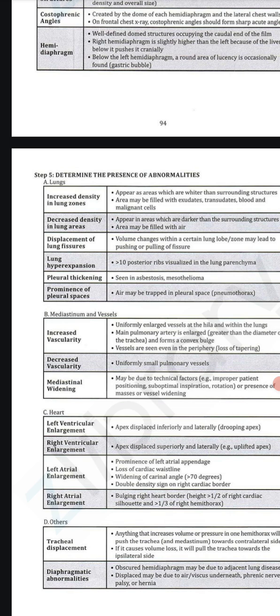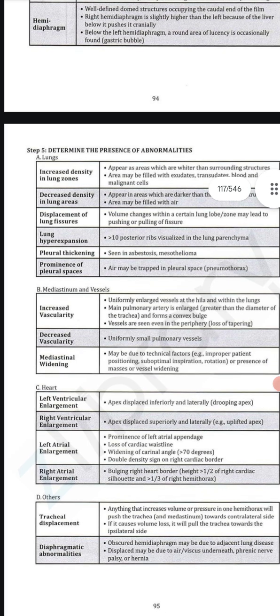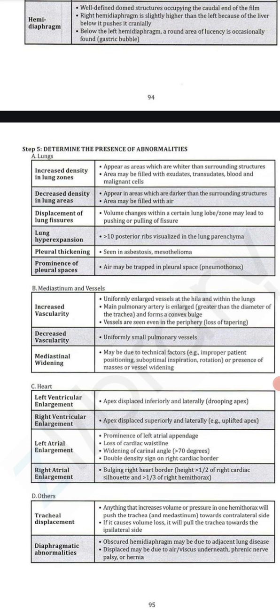Displacement of the lung fissure. Volume changes within a certain lung lobe or zone may lead to the pushing or pulling of the fissure. Lung hyperexpansion. Greater than 10 posterior ribs visualized in the lung parenchyma. Pleural thickening seen in asbestosis and mesothelioma. Prominence of the pleural space. Air may be trapped in the pleural space, pneumothorax.